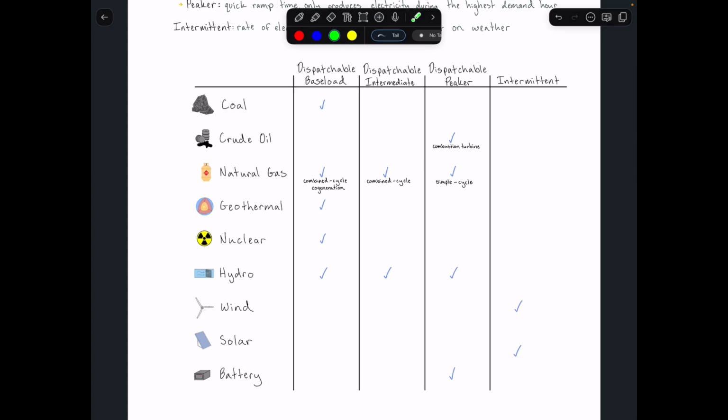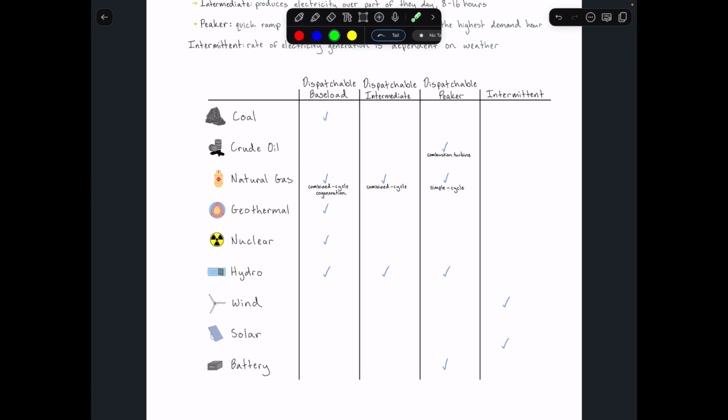And then finally, battery resources. Even though they don't generate electricity, they can store and release it at a later time, and batteries can respond very, very quickly, actually in less than a second. And so they are typically considered peaker resources, so they can help release energy to the electric grid on very, very short notice. Okay, so that is the generation profile of the different resources.